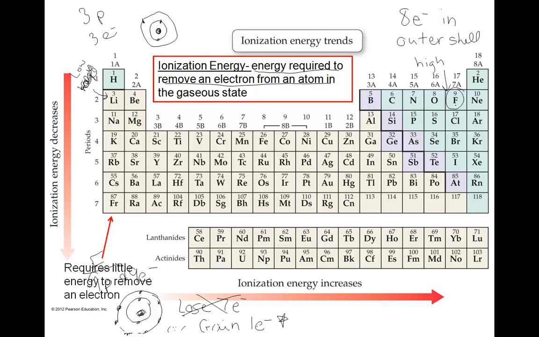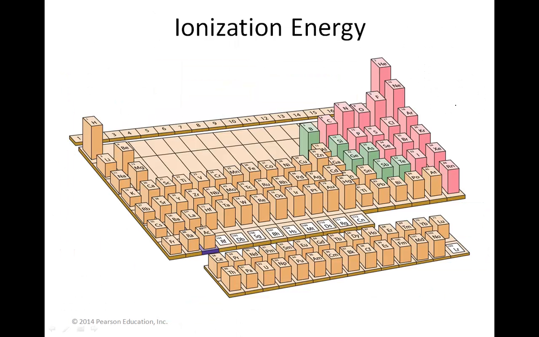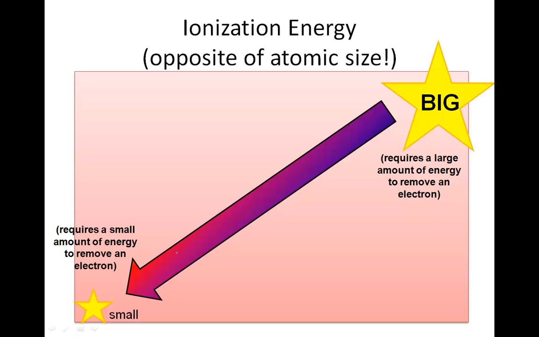So, for ionization energy, this is a bar graph that's showing it. It's really high up in the top right-hand corner, and it's really low in the bottom left. If I were to represent it with my big stars, ionization energy is the opposite of atomic size. It's the largest in the top right-hand corner. It takes a lot of energy to remove an electron, and it's the smallest in the bottom left-hand corner. Those elements are super happy to give up an electron. It'll be so much more stable if they can just give it away, so they give up those electrons very happily.